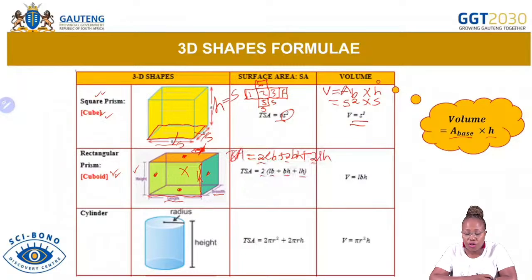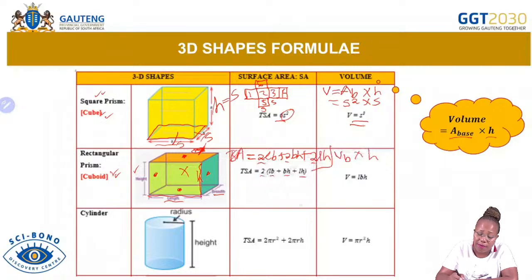And now when we talk about the volume, remember we talk about the area of the base multiplied by the height in order to find the volume of this. What is the area of our base? Our base in this case is a rectangle. Can you see that, grade 12? The area of that base is length by breadth.